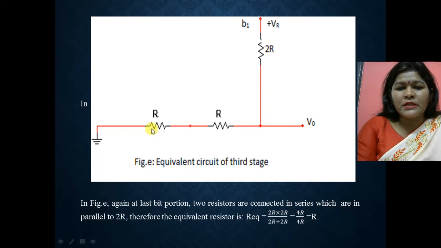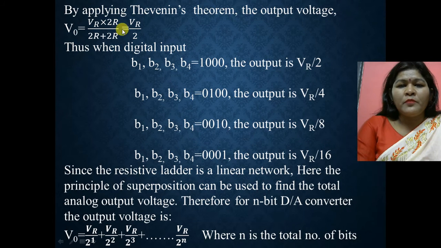So now the circuit is R, R, and this is 2R. Again these resistances are in series, and these are connected in parallel with 2R. So again, by applying the Thevenin theorem, the output voltage becomes V naught is equal to VR into 2R upon 2R plus 2R, equal to VR by 2.